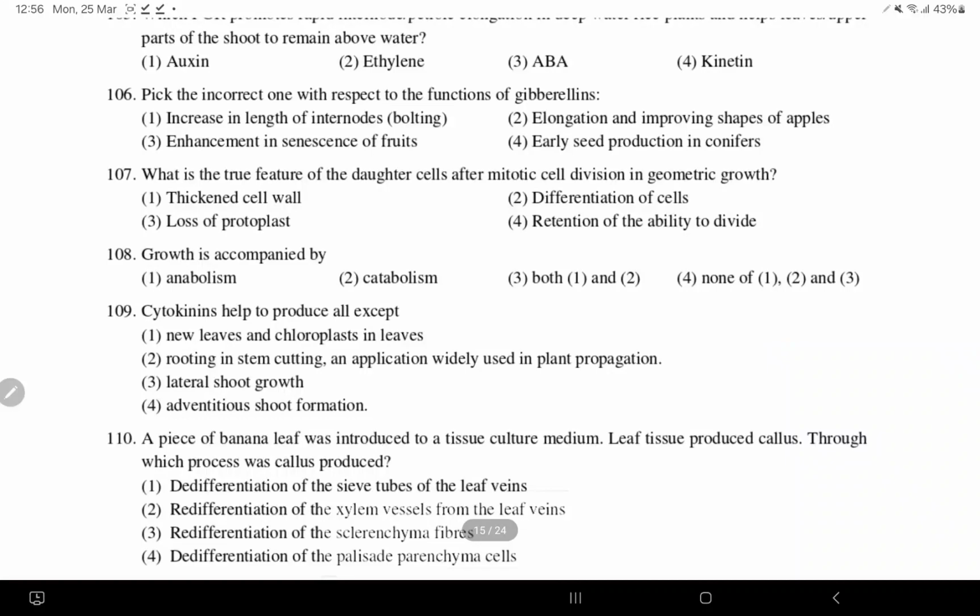Pick up the incorrect statement with respect to functions of gibberellins. Increase the length of internode, right? Elongation and improving the shape of the apples. Yes, right. Enhancement in senescence of fruit. So option 3 is wrong. Early seed production in conifers is also related to gibberellins. Option 3 is the correct answer, and that is the wrong statement.